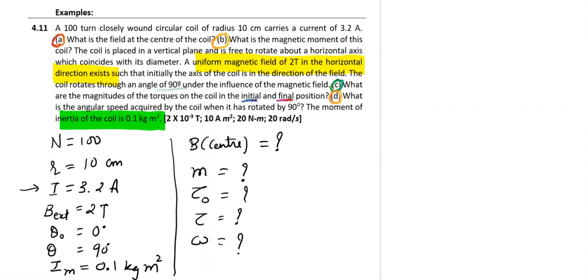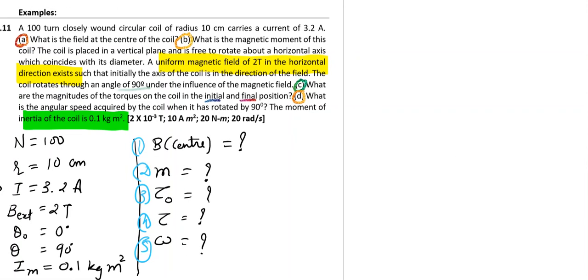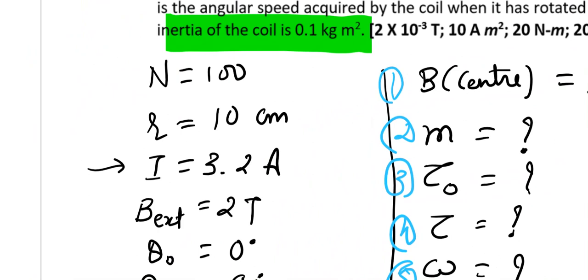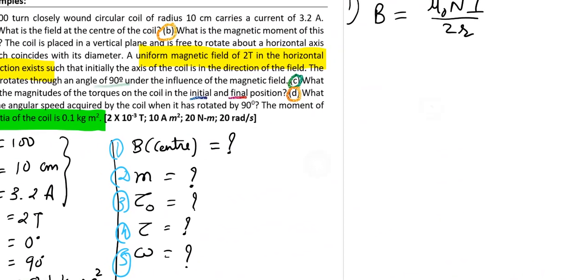First one is not very difficult. How do we solve the first one? Very easy, if you know the formula for magnetic field at center. It is mu 0 n I by 2r. At the center of the coil, the formula is mu 0 I by 2r. With n number of turns, it becomes mu 0 n I by 2r. So look at the data given. You have n, you have r, and I is also available. So we should be able to find out mu 0 n I by 2r. So first one is easy.